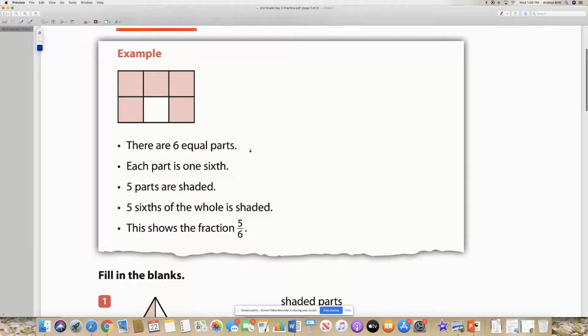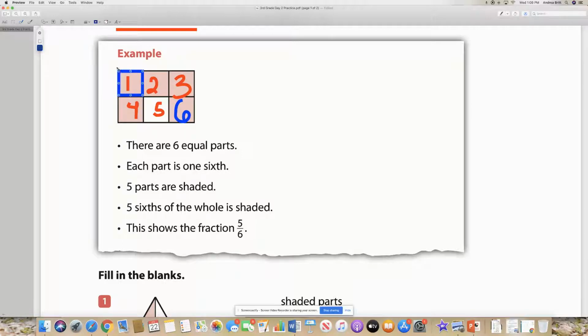Example, there are 6 equal parts. That is true. 1, 2, 3, 4, 5, and 6. We know we have trouble with those numbers. So anyway, we have 6 equal parts. Each part is 1/6. Each part is 1/6. There we go. So what that's saying is each one of these is 1 out of 6.